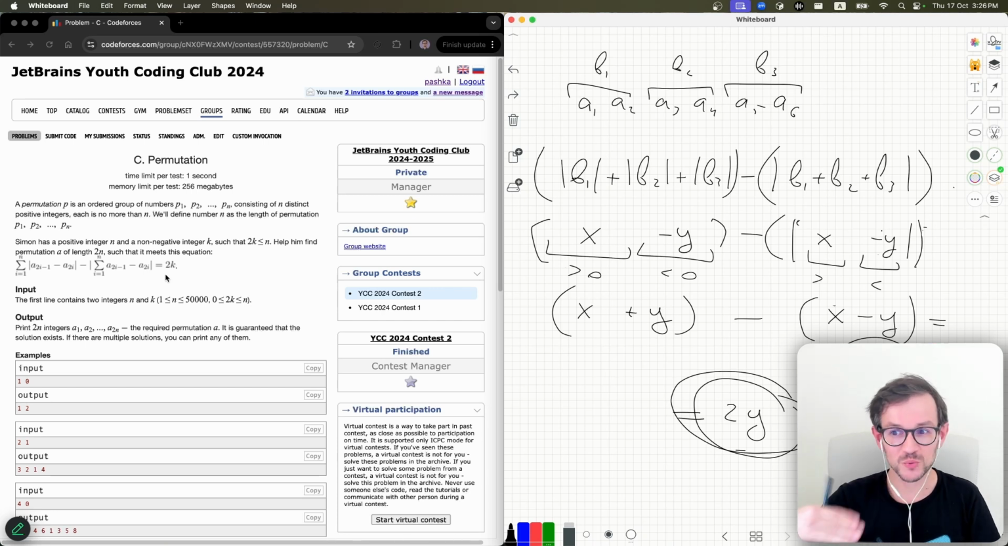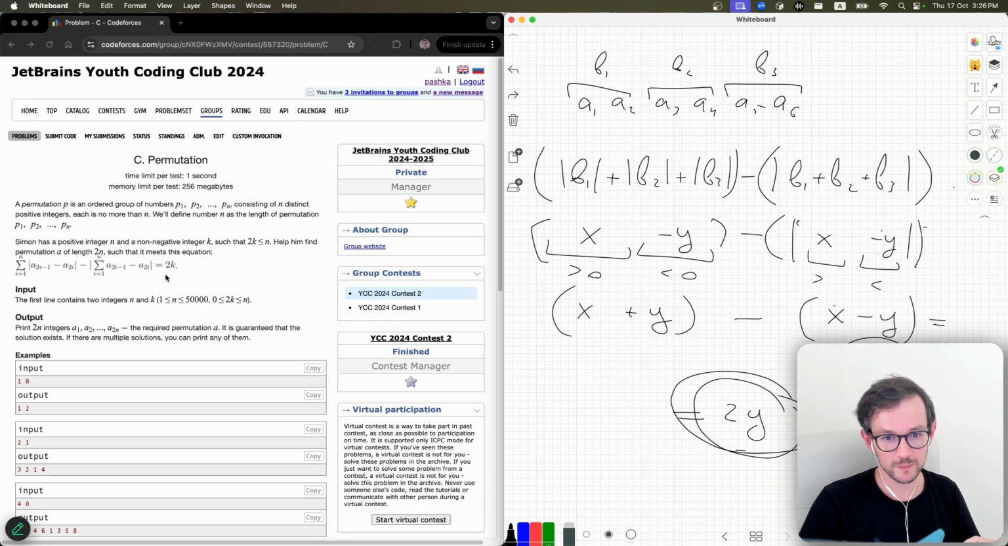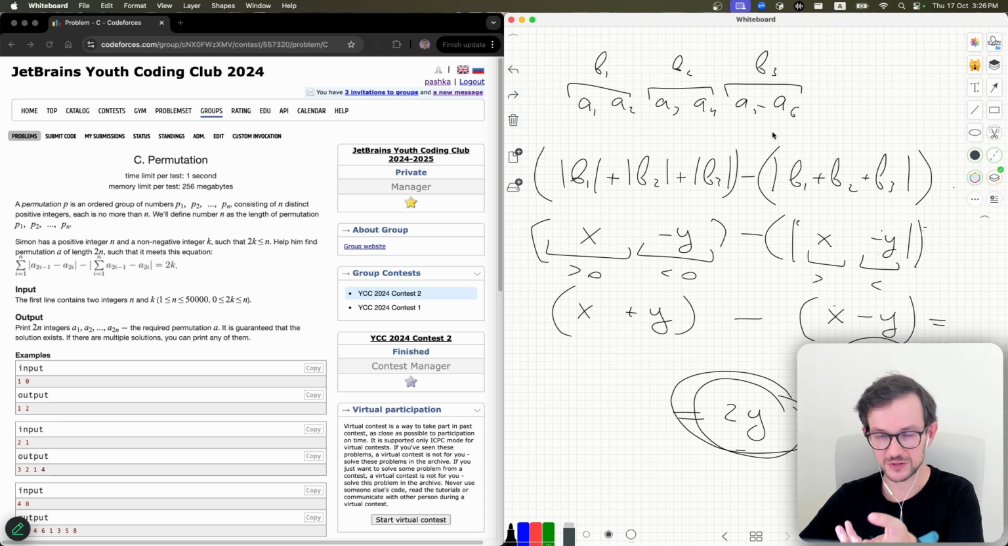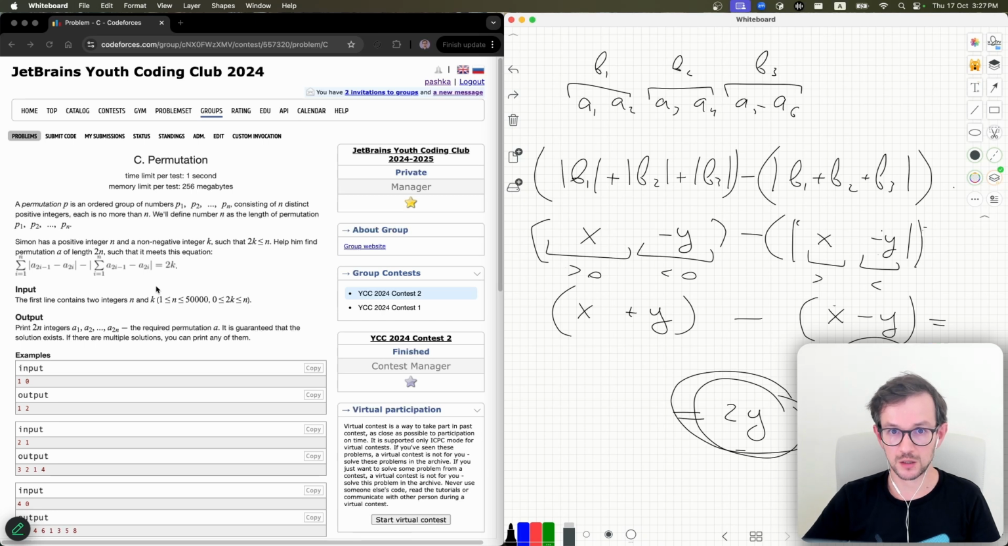Okay, so now what we need to do? Let's go back to our problem. We need to construct a permutation in such a way that some elements are positive, some elements are negative, and the sum of all elements. If I have the sum of the positives and the sum of the negatives, the smallest of these sums should be equal to k. So I need this y to be equal to k, so that the total sum is equal to 2k. That's basically it.